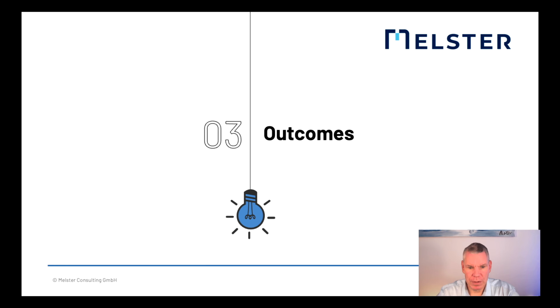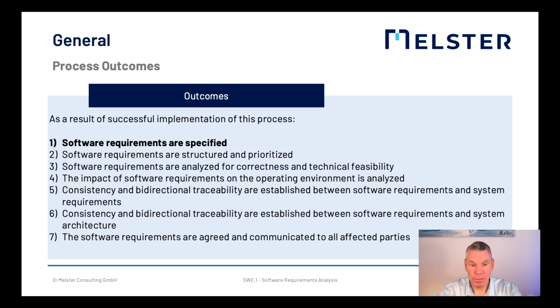Let's continue with the outcomes of this process. The first one is the software requirements are specified. The software requirements are documented, defining what the software must accomplish and how it shall behave to meet the user needs and system specifications. This specification serves as the foundation for all subsequent design, development, and testing activities.